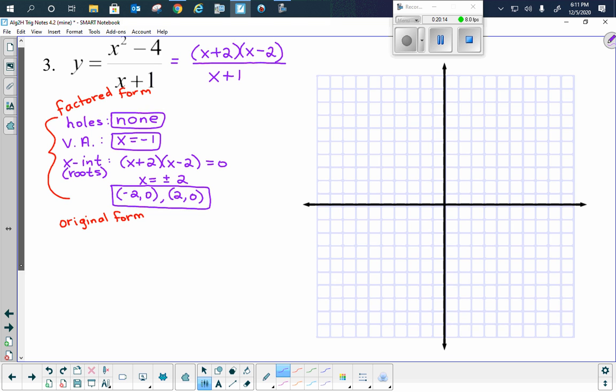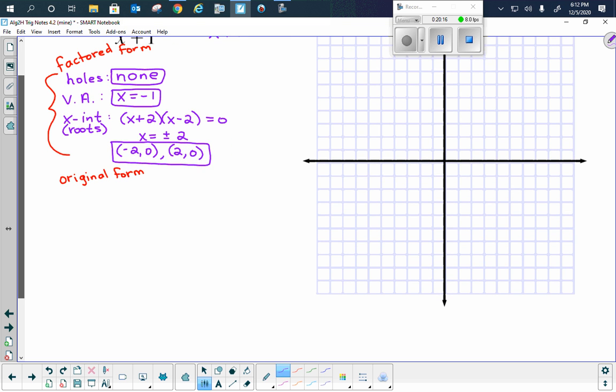All right, and continue by finding the y-intercept, which occurs when the x value is 0. So in the original form, if I plug in 0 for x, I'll have y equals -4 on the top over 1 on the bottom. So -4. That makes my y-intercept (0, -4). Always make those ordered pairs.